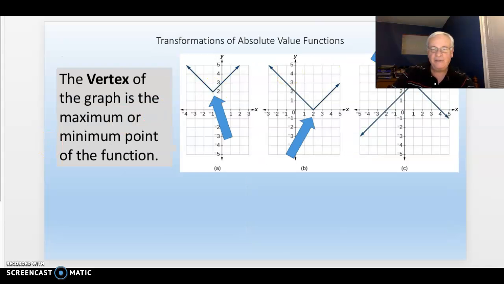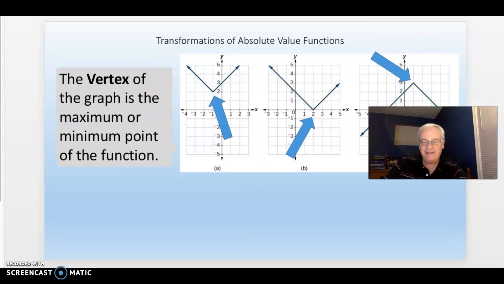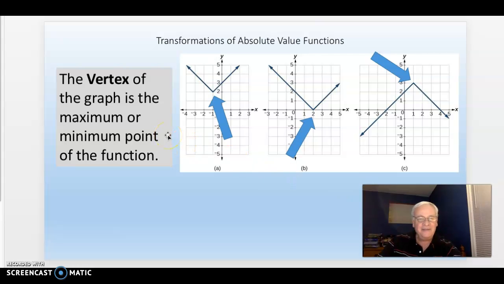Again, we just talked about the vertex. The vertex is the maximum or minimum point of the function. It's where it changes direction. If this was a polygon, we'd call it the corner where the two sides intersect. In geometry, that's what a vertex is. But in algebra, again, it's the max or min point, where the slope changes direction from positive to negative.